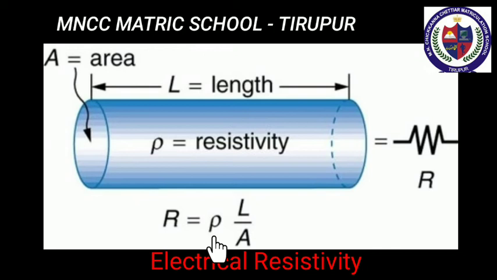Here, rho is represented as electrical resistivity or specific resistance. If L is equal to 1 meter and A is equal to 1 meter square, then from the above equation, rho is equal to R. Hence, the electrical resistivity of a material is defined as the resistance of a conductor of unit length and unit area of cross section. Its unit is ohm meter.